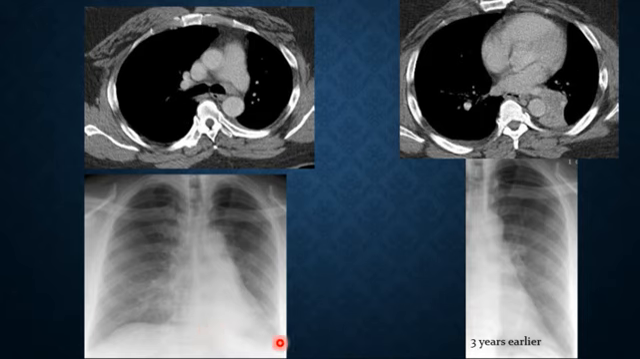You can see the left hemidiaphragm is lost, and there is this retrocardiac opacity, and compare the vessels between the left and the right. Obviously the left has fewer vessels. Okay, 3 years earlier was not the case, was better.